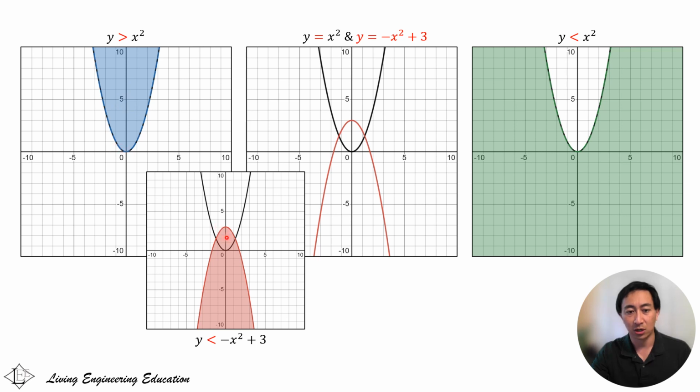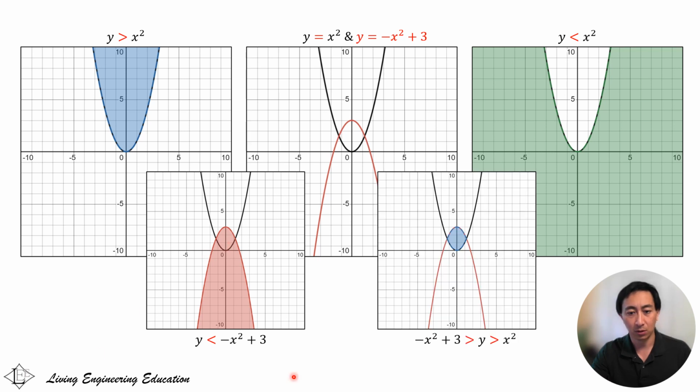And if I want to shade this combination area here, what do you think the inequality would look like? Well, it would be y is less than negative x squared plus 3, right? So this red shaded area, and y is greater than x squared, this blue shaded area. So the only place where both are true is this shared space in the middle, and that's what's shaded in blue over here. You can see different combinations that might appear.